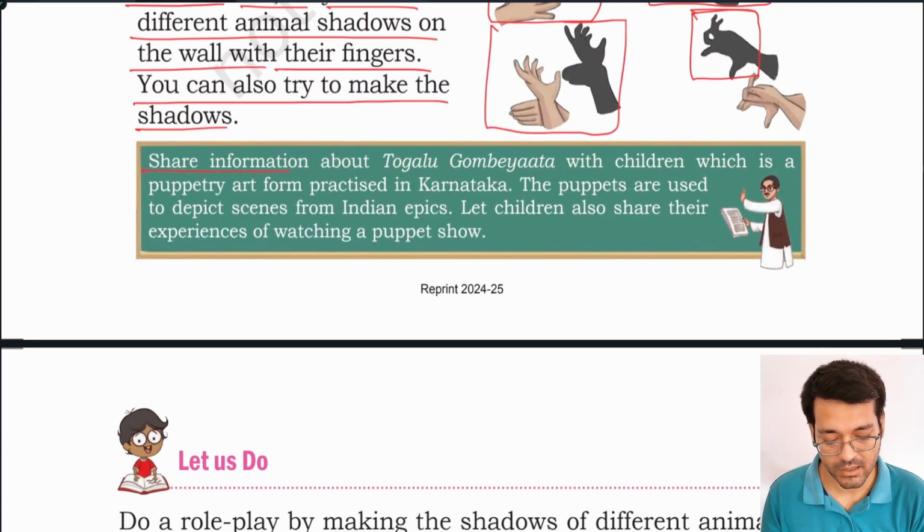Note to the teacher: share information about Togalu Gumbayata with children, which is a puppetry art form practiced in Karnataka. The puppets are used to depict scenes from Indian epics like the Ramayana and Mahabharata. Let children also share their experiences of watching a puppet show.